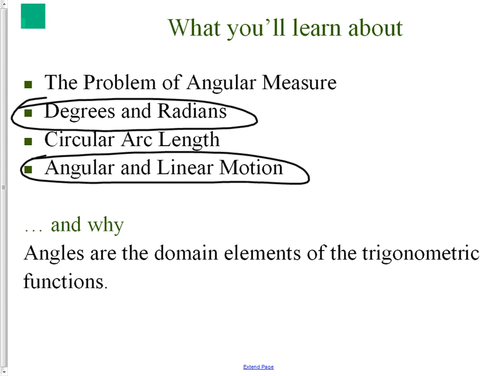Angular and linear motion. Linear motion is just moving straight. Angular motion is like going around and around and around. So you're sort of moving, but you're sort of never going anywhere. That's angular motion compared to linear. And why? Angles are the domain elements of the trig functions. As in, if you've got tangent of 30 is equal to 4/5 or whatever, one part of that is the domain, and the other part's the range. We're going to talk more about which part is the domain and which part's the range. You'll find out more later.